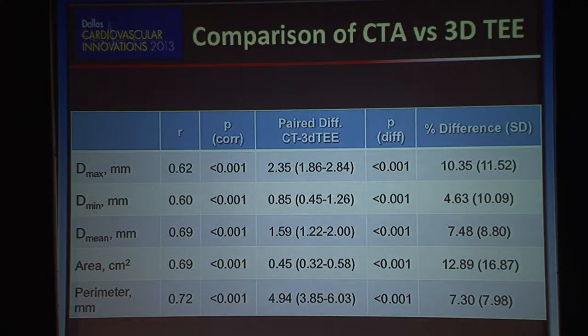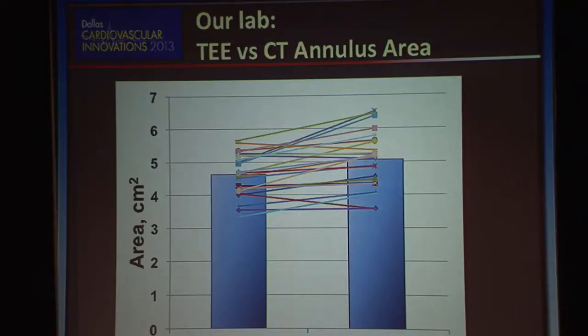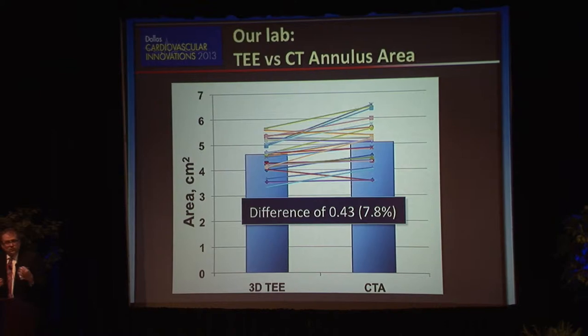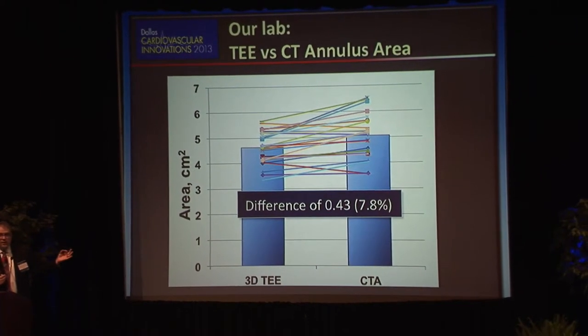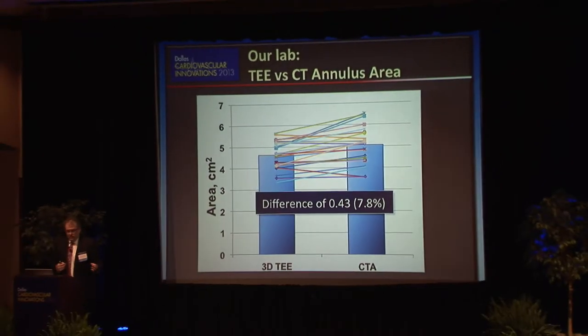There's some comparison of these that the area and average of 3DTE versus CT is about 0.45 difference centimeter squared. And if we look from our own lab, we have 3DTE, this is in 24 patients, and CT, we've got a difference of about 0.43 centimeters squared, so we're pretty pleased with this. In part, we did TEEs in all these patients because if we had a patient that couldn't get a CT for renal reasons or other reasons, we wanted to have the experience with TEE, so that we could do the case through TEE only.